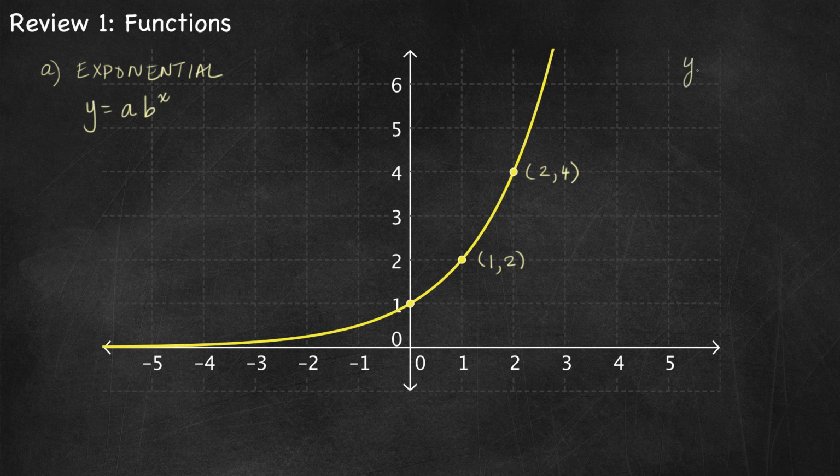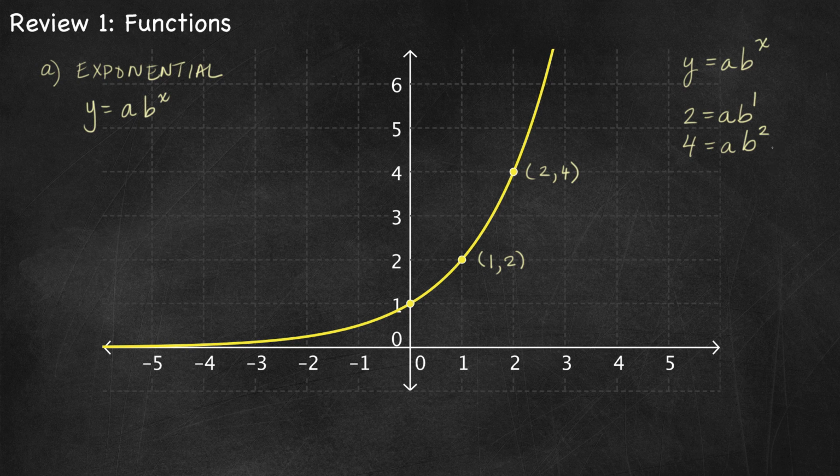So if I have something of the form y equals a times b to the power x, in this case I know that when x equals 1, y is equal to 2. So 2 equals a times b to the power 1. I also know when x is 2, y is 4. So 4 equals a times b to the power 2. And now I'd want to solve this system.